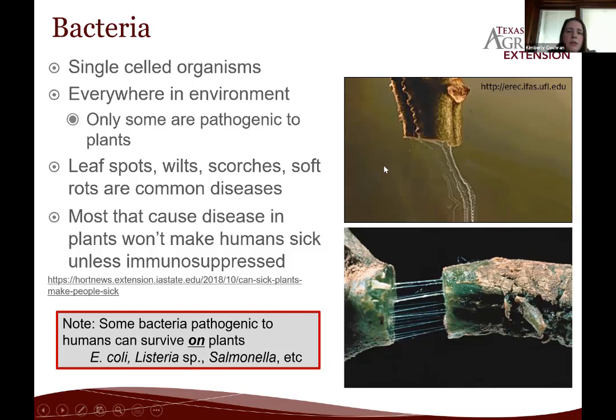So up here I mentioned the wilts. That's one of the more common things that I see in terms of bacterial diseases. So here's a tomato stem that's been cut, and there's bacteria streaming out, this white ribbon. That's bacteria by the millions that's just pouring out of its vascular system.